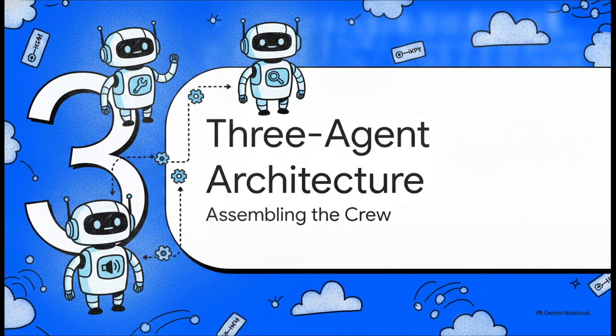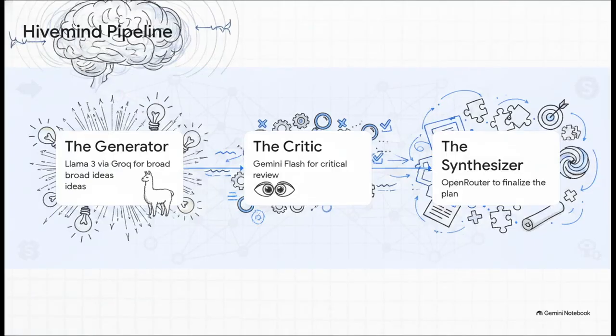Okay, part 3, the 3-agent architecture. Let's assemble our crew. Now that we have our API keys, we need to design our highly specialized AI agents. Think of it as a workflow. We start with your initial user input, maybe just a raw concept. That passes into AI Node 1, the generator. You could use Llama 3 via Groq for this. Whatever it spits out feeds directly into AI Node 2, the Critic, which could be powered by Gemini Flash. Finally, both of those distinct perspectives get handed off to AI Node 3, the Synthesizer, maybe an OpenRouter free model, to finalize the result. Let's actually take a closer look at these distinct personalities.